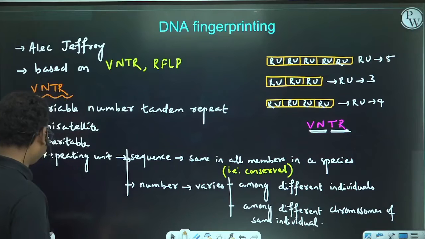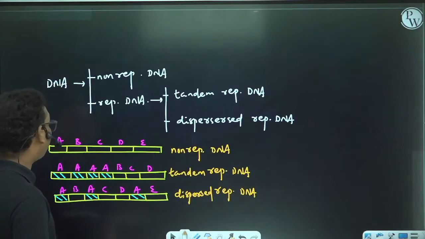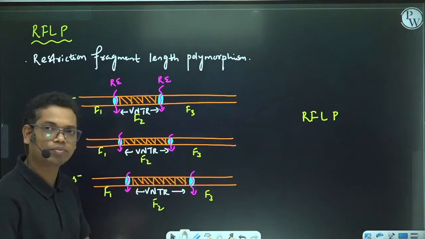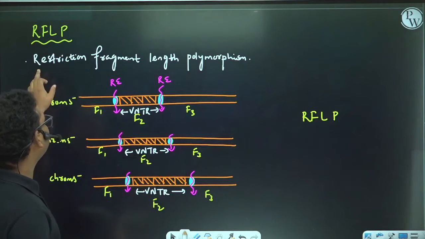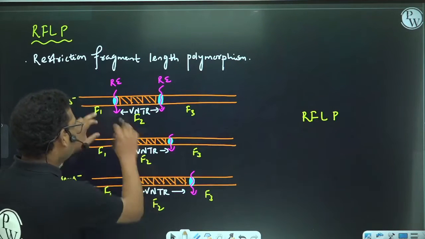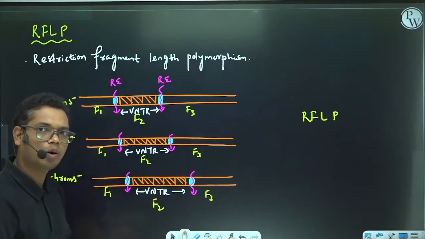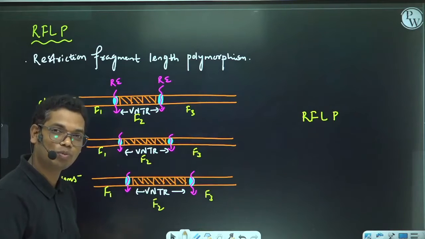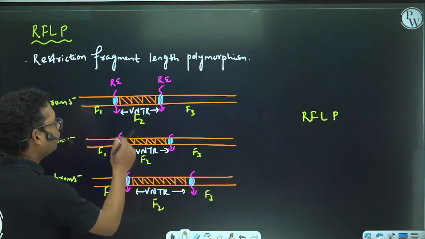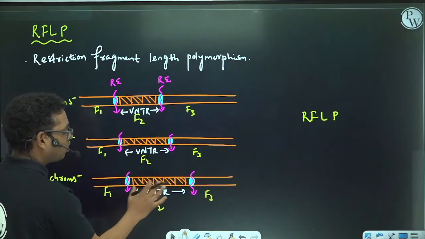Okay, now what about RFLP then? Let us try to understand with the help of these diagrams. RFLP is basically restriction fragment length polymorphism. So these are DNA molecules, and the DNA will be present in the chromosome. Suppose these are chromosome 5, all are chromosome 5. Here this is VNTR, this is VNTR, and this is VNTR.